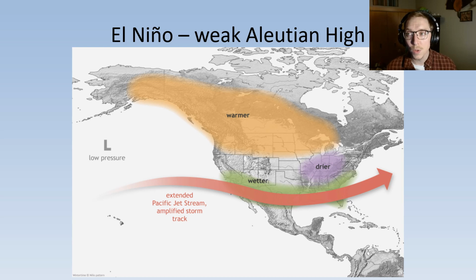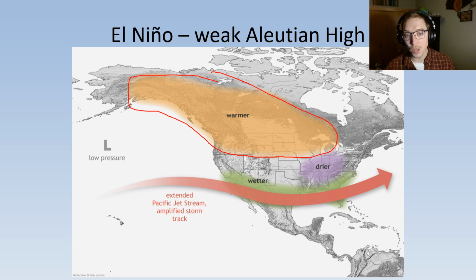If we were to look at this, we have basically the generation of a weak Aleutian high as far as our circulation patterns go. We have warmer air or warmer conditions that exist over much of the northern United States throughout Canada. We've got this extended Pacific jet stream and amplified storm track. So we have bigger storms that can come in and strike the Baja Peninsula, the Gulf of California, the southern US into Mexico and Texas.